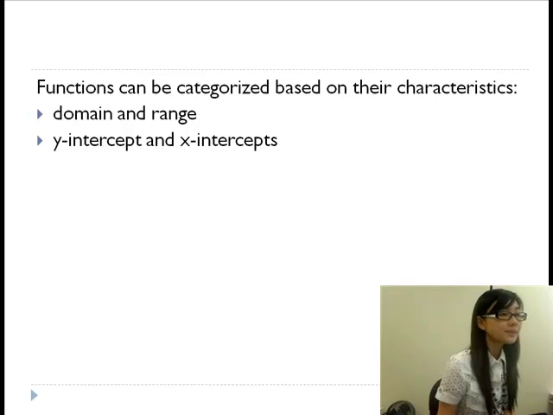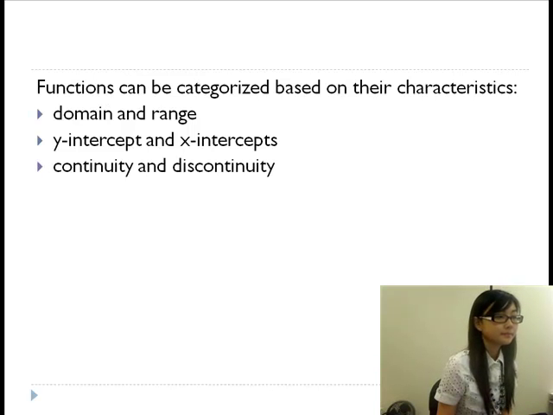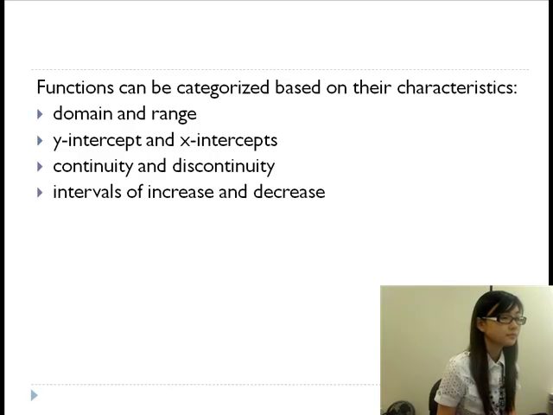Then we have the y-intercepts and the x-intercepts, which are basically the intersection between the graph and the axes. Then we have continuity and discontinuity. So is the graph continuous, or are there breaks in between? Next, we have intervals of increase and decrease. So where on the graph is it increasing and where is it decreasing?